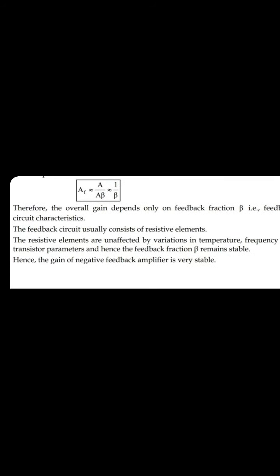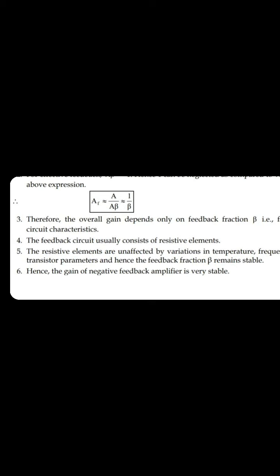The fourth point: the feedback circuit usually consists of resistive elements. The resistive elements are unaffected by variations in temperature, frequency and transistor parameters. Hence, the feedback fraction beta remains stable. The gain of a negative feedback amplifier is very stable.